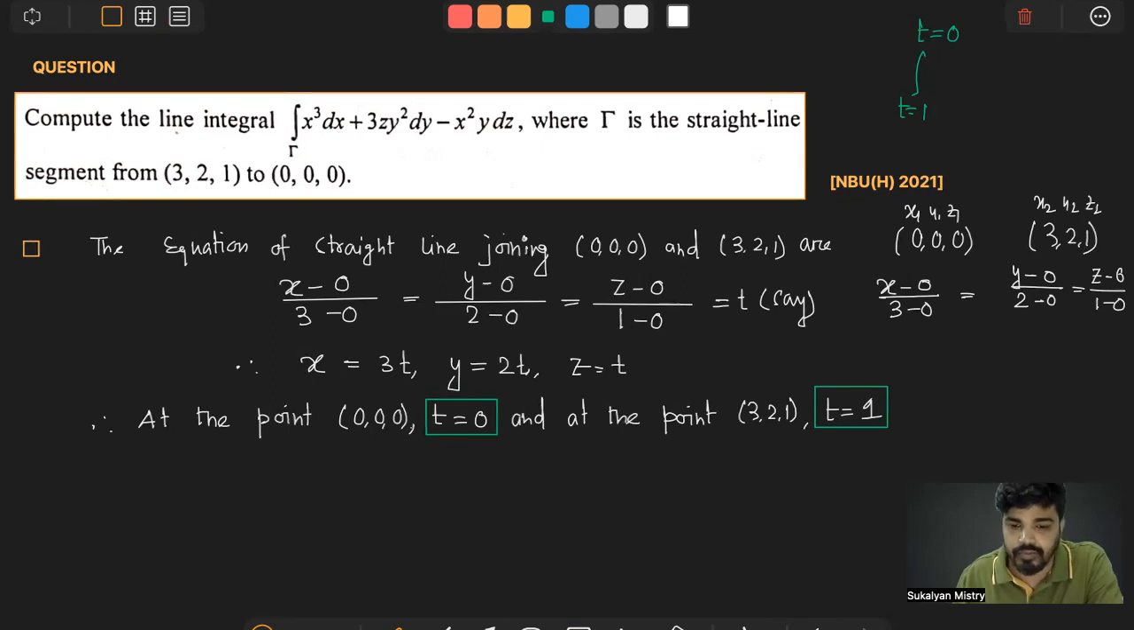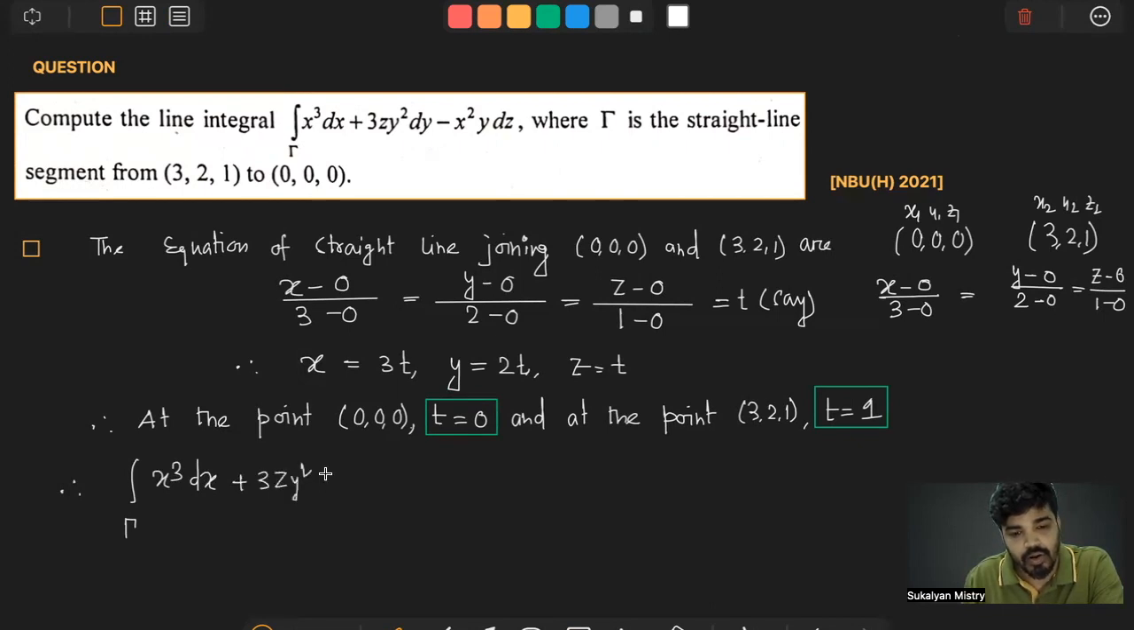Okay. So it is a very, very important example. So we have to calculate this line integral: integration over gamma of x cube dx plus 3zy square dy minus x square y dz. So we have to integrate between 3, 2, 1 to 0, 0, 0. That means t is equal to 1 to t is equal to 0. When t is equal to 1, you get this point 3, 2, 1. When t is equal to 0, you get 0, 0, 0.